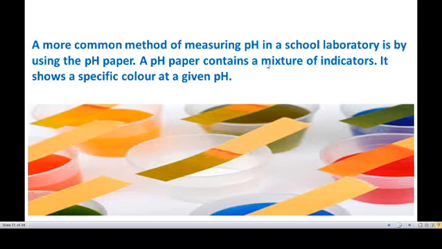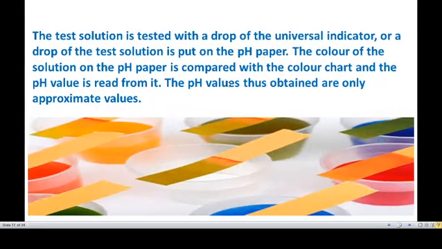A pH paper contains a mixture of indicators. It shows a specific color at a given pH. A drop of the test solution is tested with the universal indicator, or a drop of the test solution is put on the pH paper. The color on the pH paper is compared with the color chart, and the pH value is read from it. The pH values obtained are only approximate values.